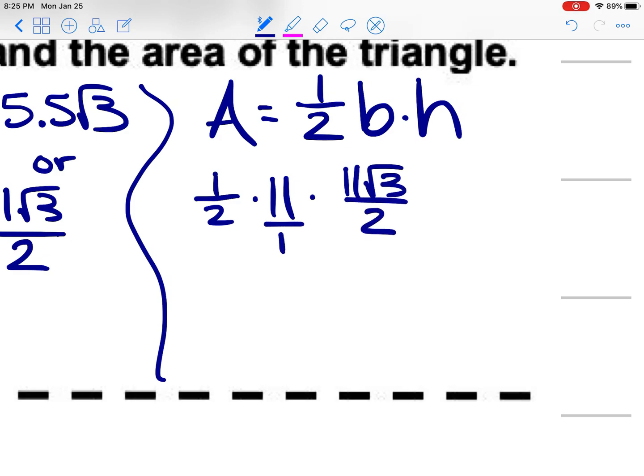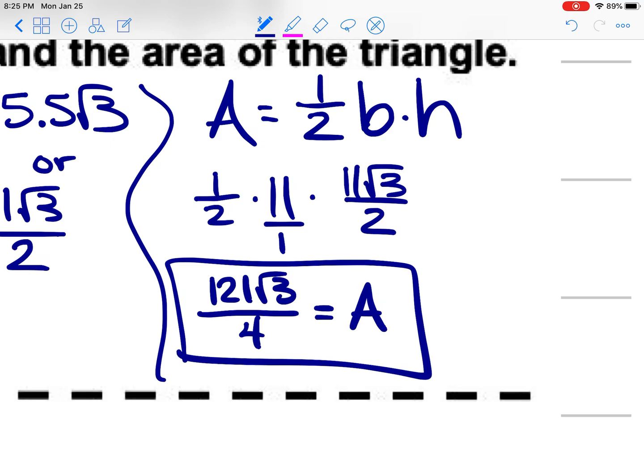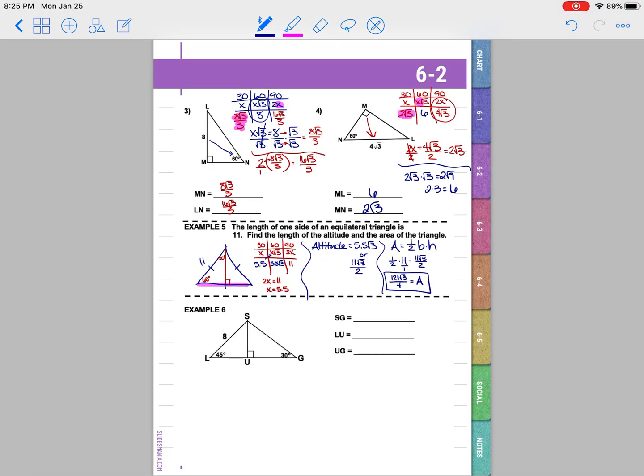I'm going to use the 11 square root of 3 over 2 and turn that into a fraction also. So I can multiply everything in my numerators and everything in my denominators. So 1 times 11 times 11, which would be 121 square root of 3. Multiply my denominators, which would be a 4. And then I would test to see if 121 is divisible by 4. And so it is not. We can't simplify it, and so we would say that this is our area. Okay, last problem.